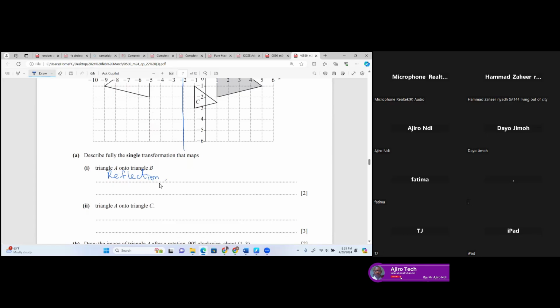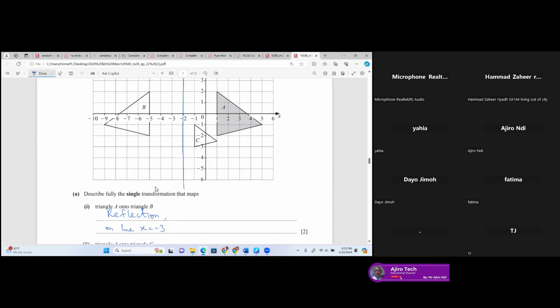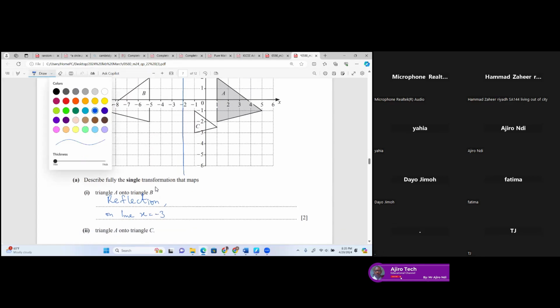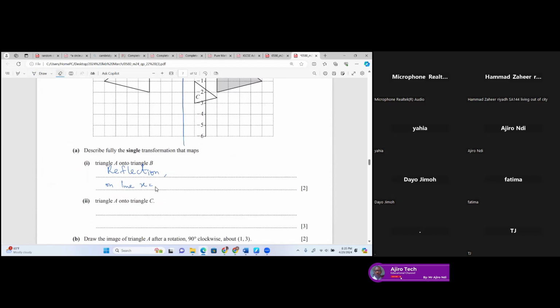So now this is a reflection question. The first point is reflection, and then you need to state the mirror line, which is x equals minus 3. Sorry, minus 2, not minus 3. That is x equals minus 2.